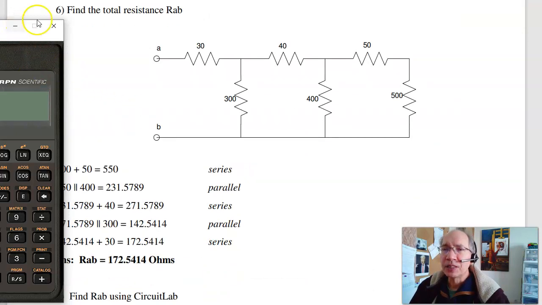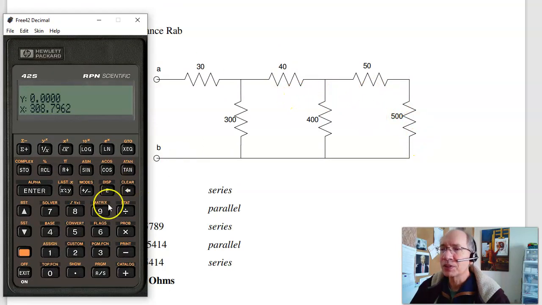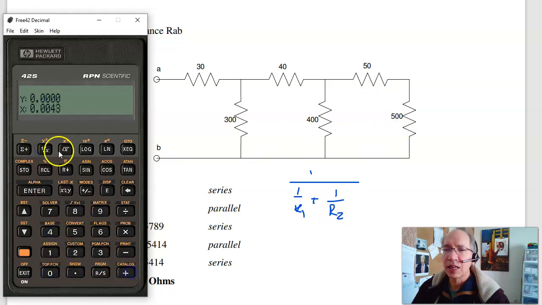Problem 3, and I'm miscounting my solutions, but problem 3: find the total resistance. Again, this is series and parallel, so these two in series gives you 500, enter, 50, add, or you can just do this in your head. No, it's not that hard. In parallel, again, it's 1 over the sum of the inverses. So let's take this inverse, 400, take its inverse, add the inverses, invert it. So all this together is 231 ohms.